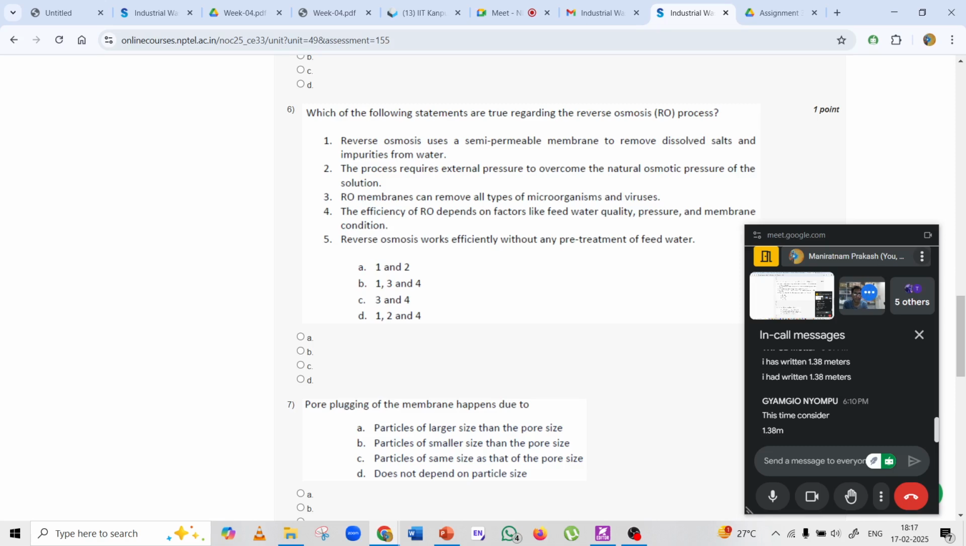Okay, no, it's also not correct. C. Requires external pressure. D. The answer is D. Oh, option D. Correct, it is D. 1 to 4.